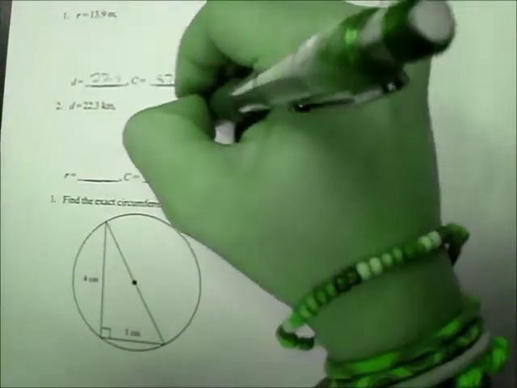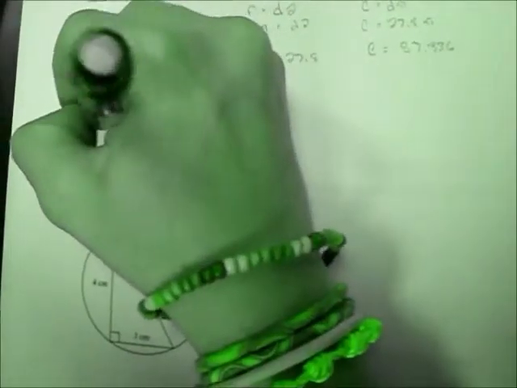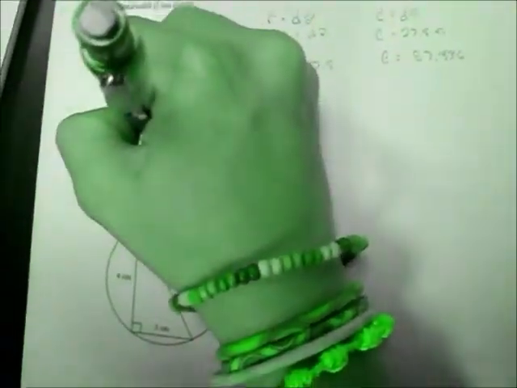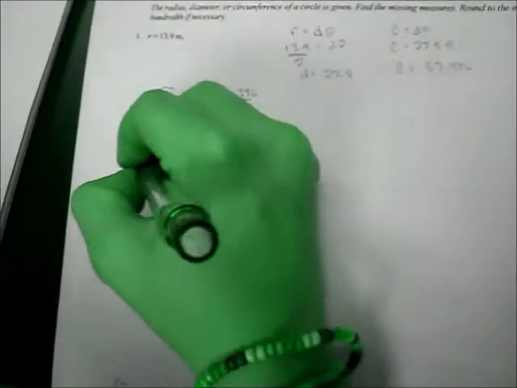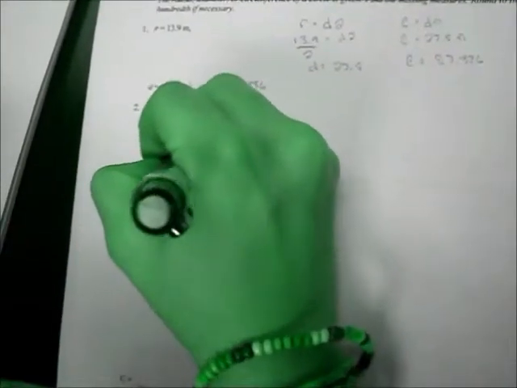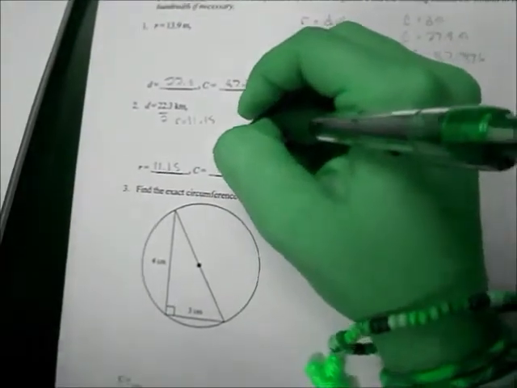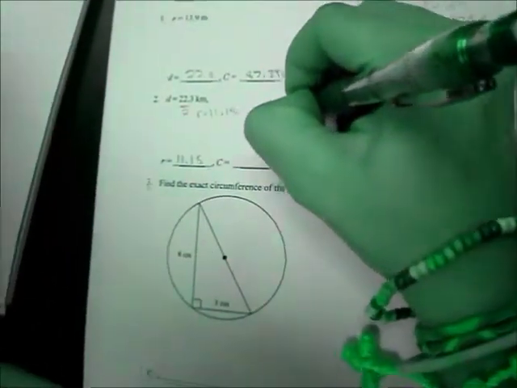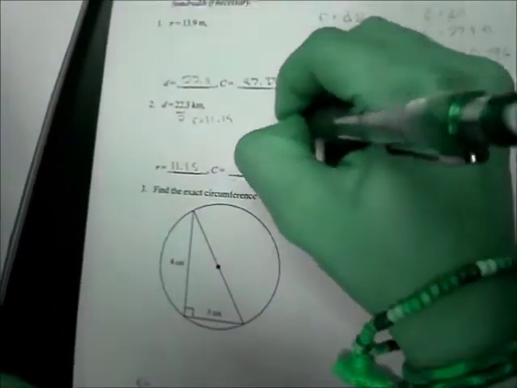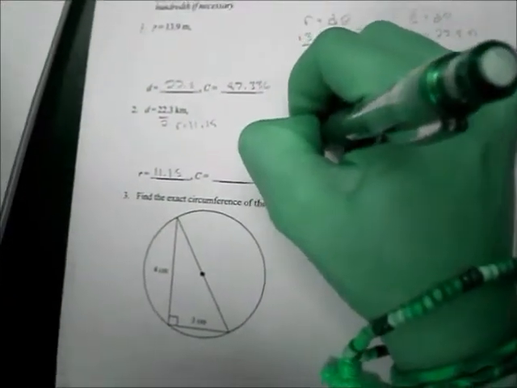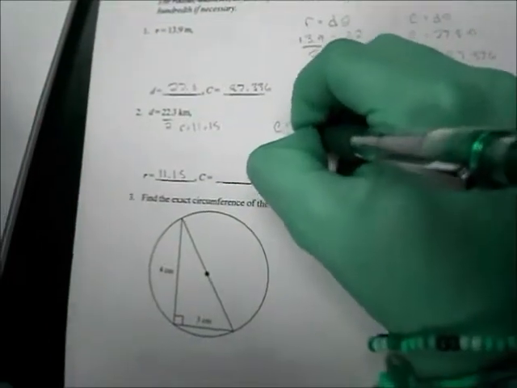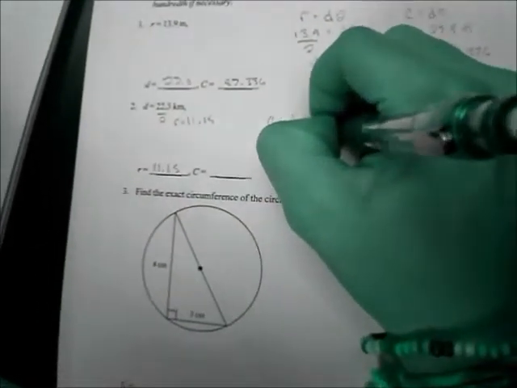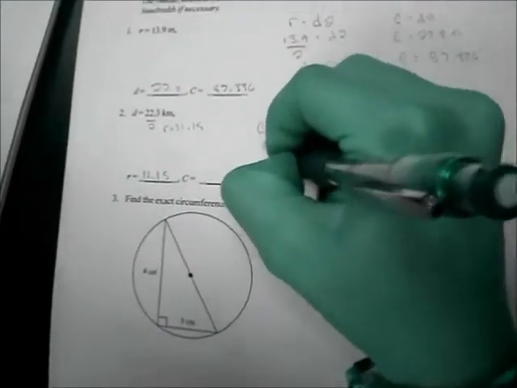And then once Danny's done copying, we'll move on to number two. Number two, we're given the diameter of 22.3 kilometers. To get the radius, we divide that number by 2 to get 11.15 kilometers. And then we get the circumference by plugging the diameter once again into pi times the diameter. When we're done calculating that, we should get about 70.06 kilometers.